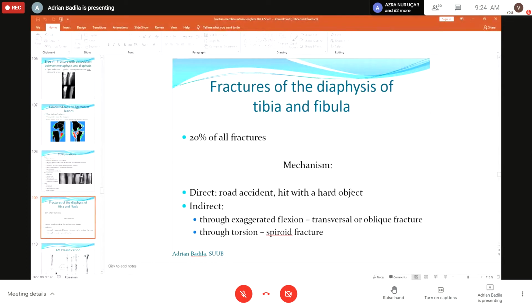The fractures of the diaphysis of tibia and fibula represent around 20% of all fractures. There are two main mechanisms. The direct mechanism, when the tibia is hit with a hard object or by a car in a road accident, or we have the indirect mechanism when the curves of the tibia are exaggerated by flexion, and that will lead to a transversal or oblique fracture, or the tibia will suffer a torsion like in the ski accident, and this kind of indirect mechanism will lead to a spiroid fracture.